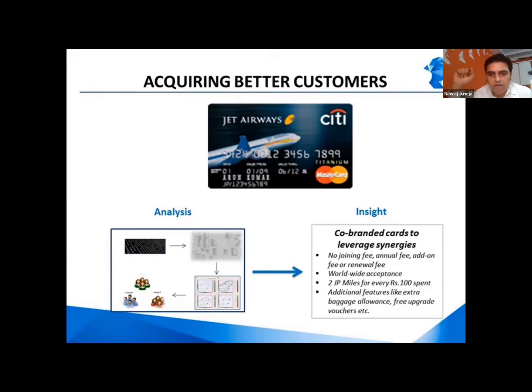No joining fee, annual fee, add-on fee, or renewal fee. Worldwide acceptance, right? International acceptance is there. Then they offered 2 JP miles for every rupee 100 spent on this card. Then there were some additional features like extra baggage allowance, free upgrade vouchers. So what do you think? Why were all these offers particularly given to only those customers who were frequently traveling through Jet Airways, right?